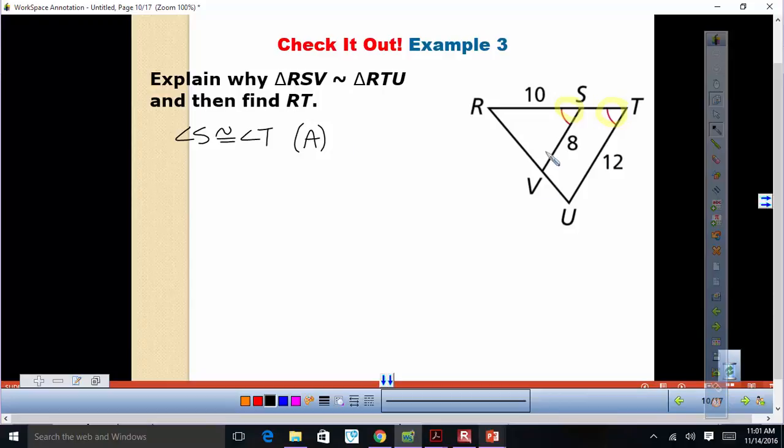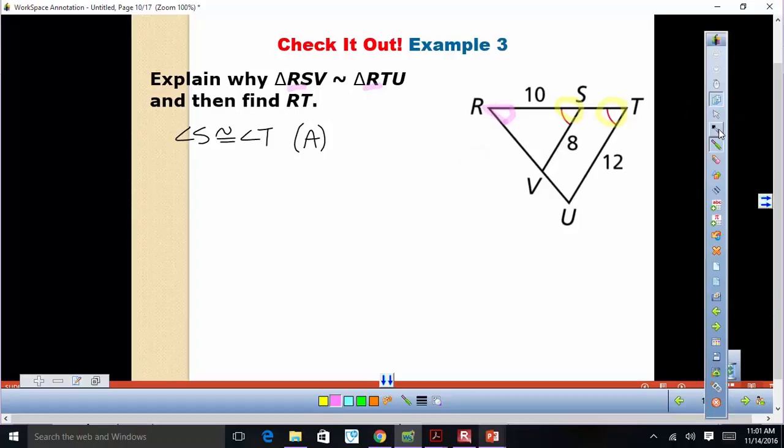We can't conclude V and U are congruent because they're not labeled. Now, I'm going to give you a hint because you've never seen one like this. What letter shows up in both triangles? Isn't R the same angle in both of them because it's coming from the same place?